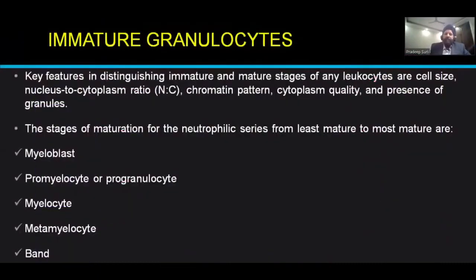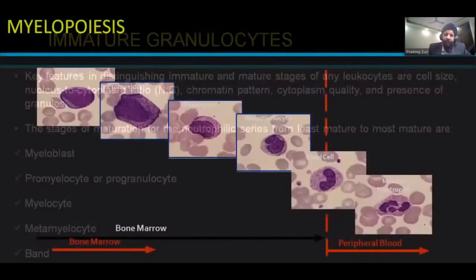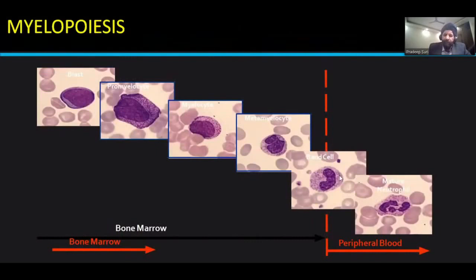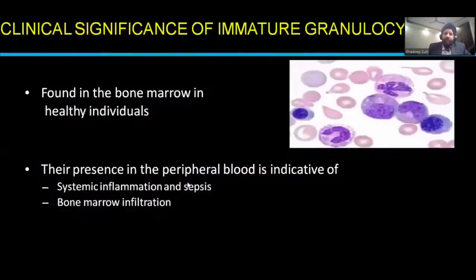So first, coming to the immature granulocytes. The key feature in distinguishing immature and mature stages of leukocyte, we all know, is the N:C ratio, chromatin, cytoplasmic quality, the granularity, and we all know the stages of maturation of neutrophil from myeloblast right up to the segmented neutrophils. So in a peripheral smear, what we are likely to see is both the mature neutrophil as well as the band forms. But usually in a normal subject, we would see nothing left of it.